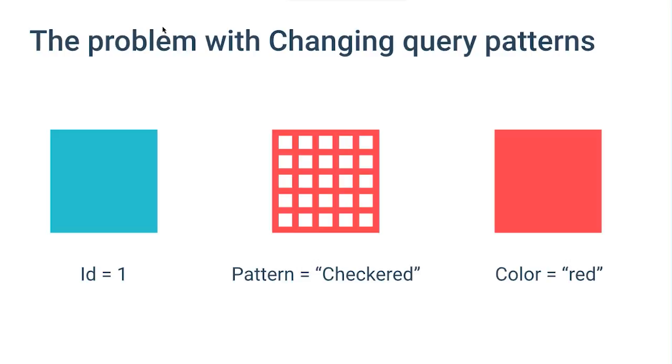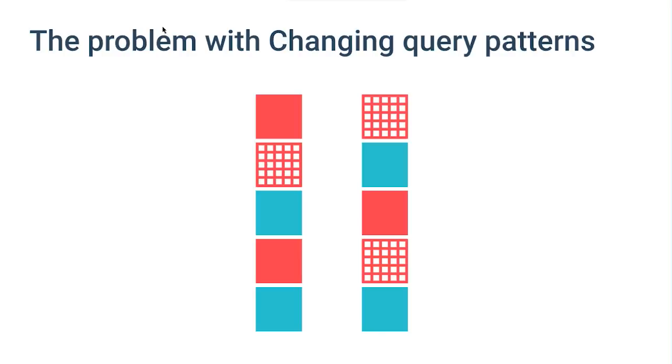So here I'm communicating three types of attributes. They're all squares, but one has an ID. Another is about pattern, whether it's checkered or solid. And then finally, there's the thing about color. So suppose that your data is laid out like this between two nodes. One node has all patterns and the other node also has all the patterns, right? But suppose you're asking questions, let's say joining by color.